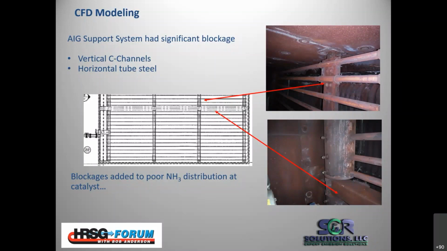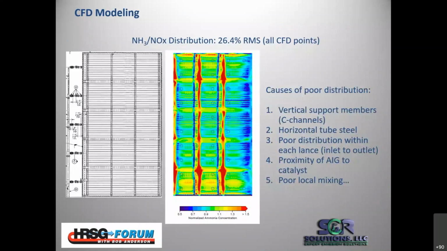So they had C channels in here, and they had horizontal tube steel, which is very strange, but it's going back 20 plus years. I guess at the time they were just wanting to make sure structurally this thing was going to hold together, which it certainly did, but it created some issues with distribution. And here you can see, I put the drawing on the left and the CFD results on the right, and you can see those stripes of high ammonia were just sitting behind the C channels and the horizontal tube steel, and it was just creating a mess in terms of distribution.